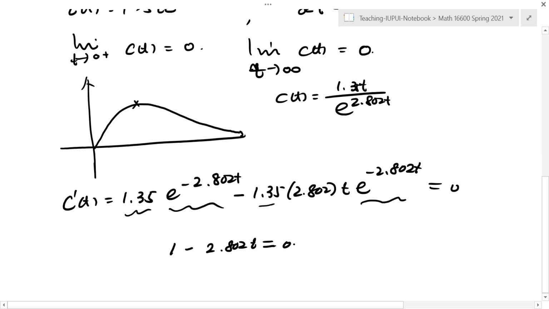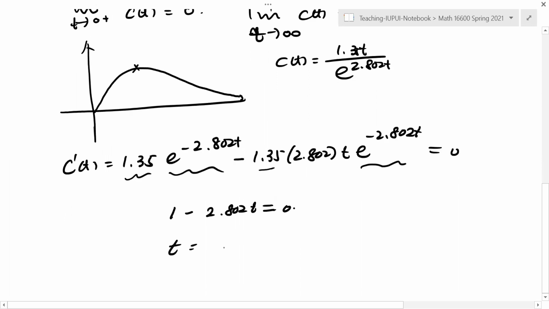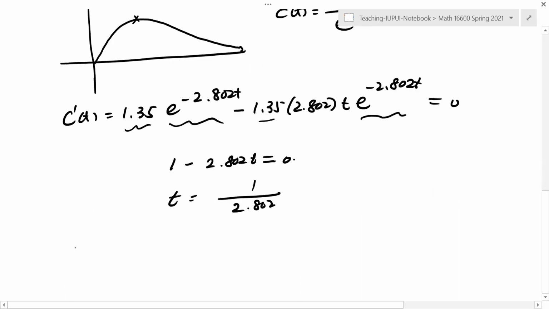All right. So t is going to be 1 over 2.802. There's only one critical number, and the function must have a maximum value at that number. So the absolute maximum value is c of that number.